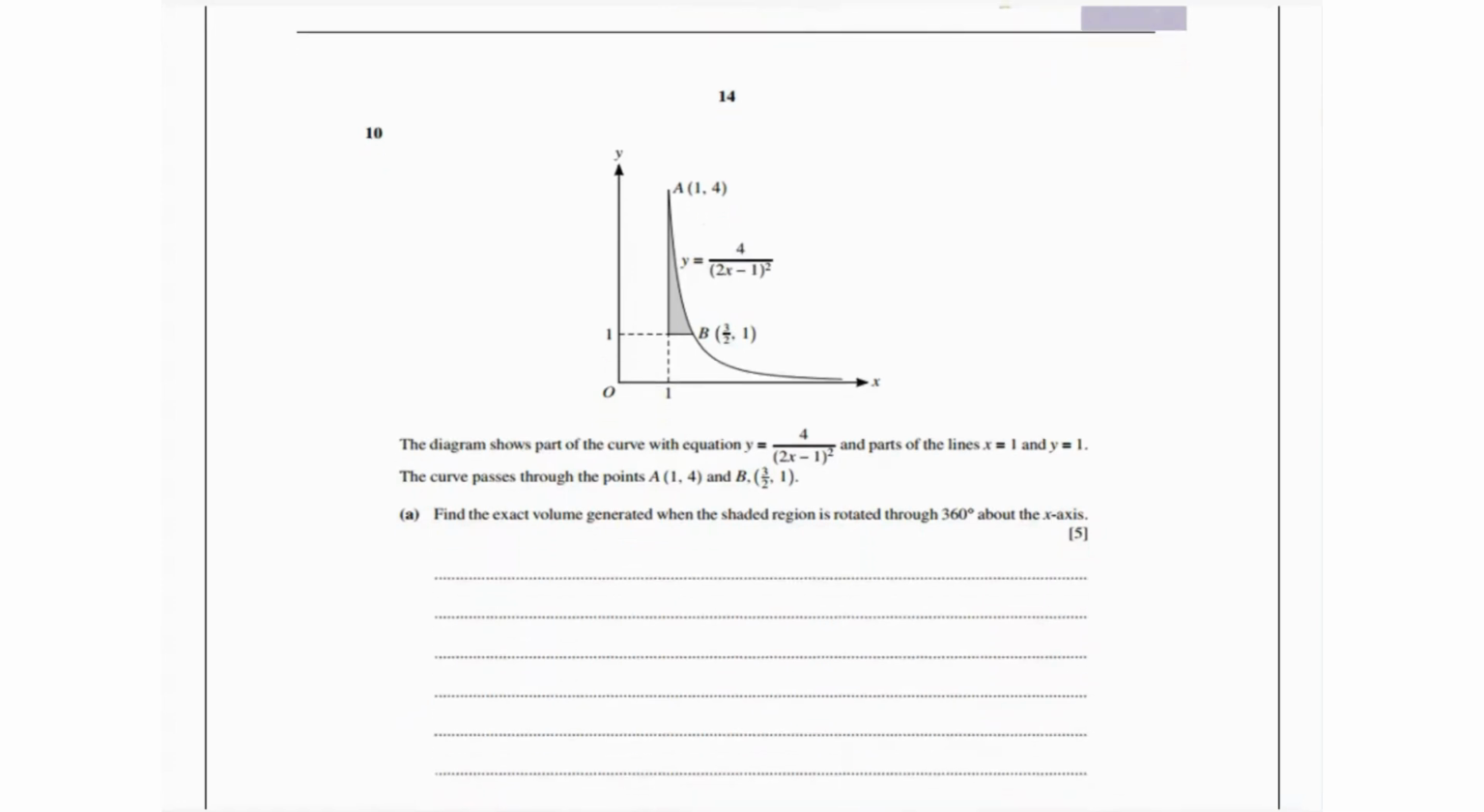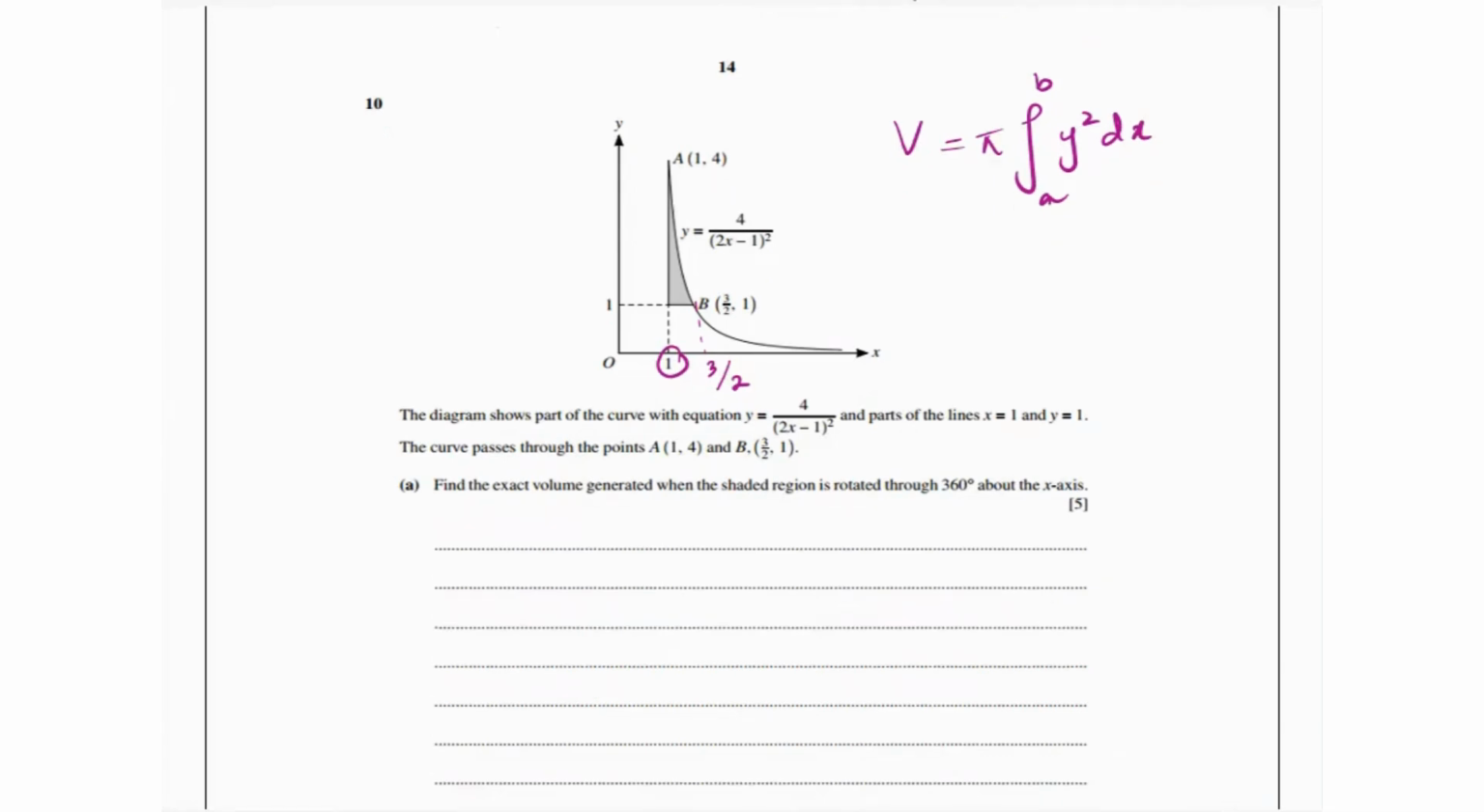So the formula remains the same. V equals pi integral of y squared with our limits over here. So over here, we have the lower limit 1 and the upper limit is going to be 3 over 2. And we're rotating this part about the x-axis.